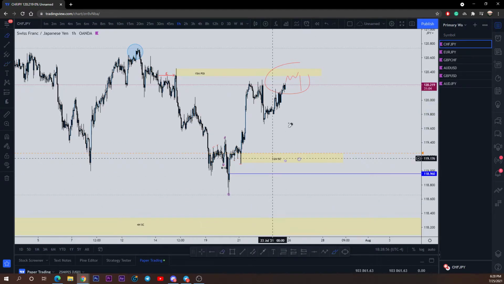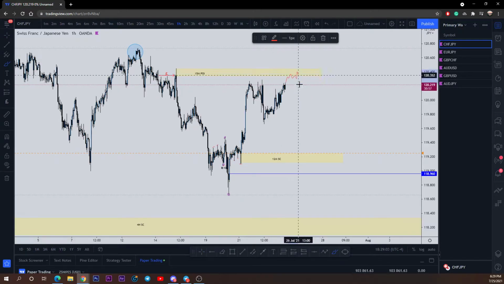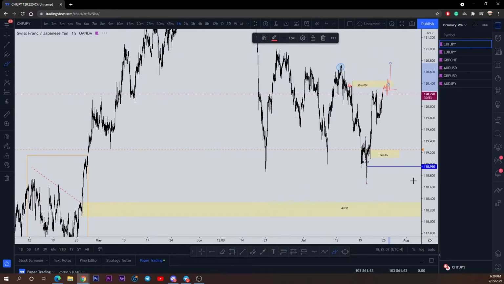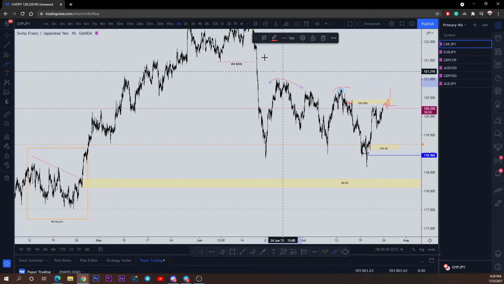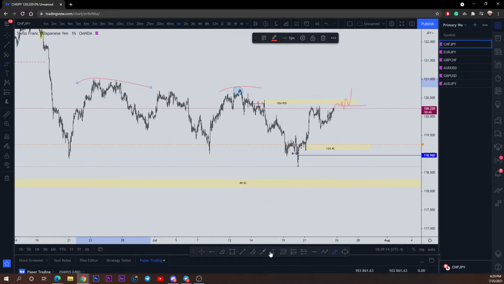If this area ends up holding and we get a reaccumulation, then I'll take it to the upside. That means that we're going to break this high and we're going to take out this high and we're going to come up here. Cool. I'm cool with buying this and selling this. It doesn't matter, right?